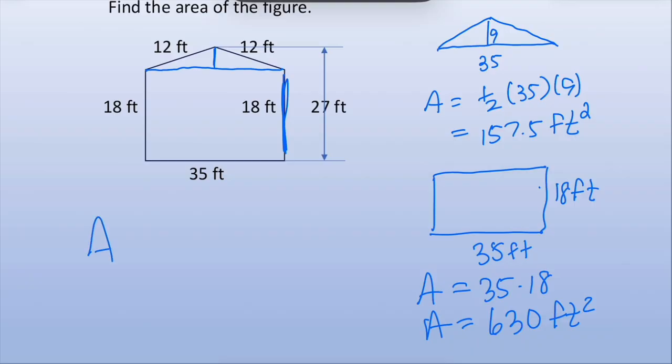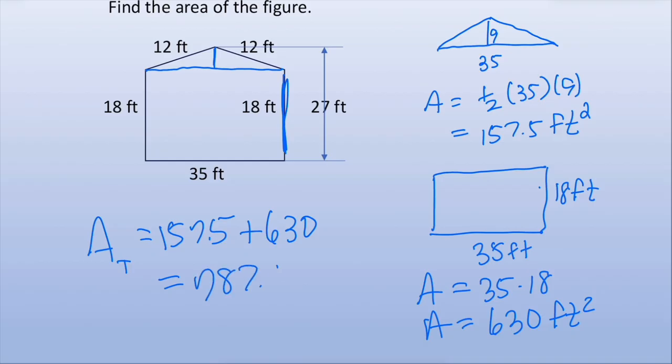So the area total, I'll put a little t there to say total, you would have to add the 157.5 plus the 630, which is 787.5 square feet. Make that look better there. So that is how you can find the area of a little funky shaped figure. Break it down into the shapes that you do know.